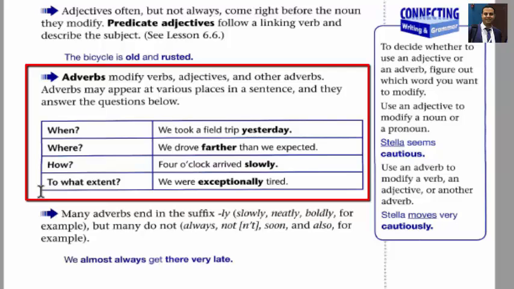Let's take an example. We took a field trip yesterday. The word yesterday tells you when you took a trip. Farther, in the second sentence, we drove farther than we expected. The word farther tells you where you drove. Third example, four o'clock arrived slowly. The word slowly tells you how four o'clock arrived.